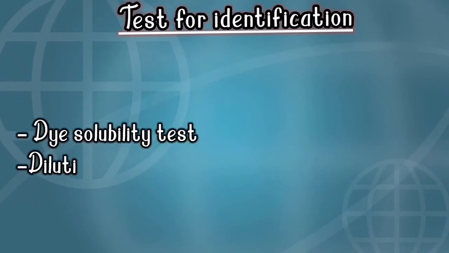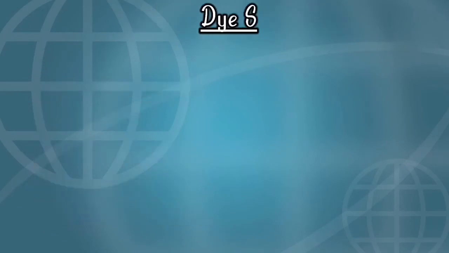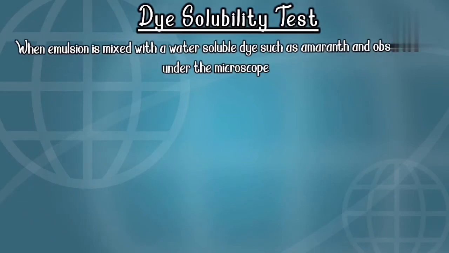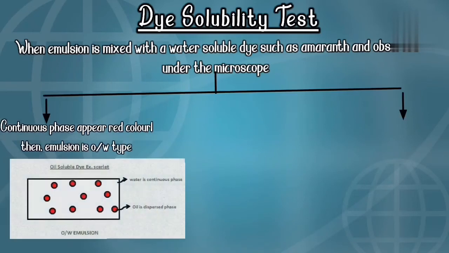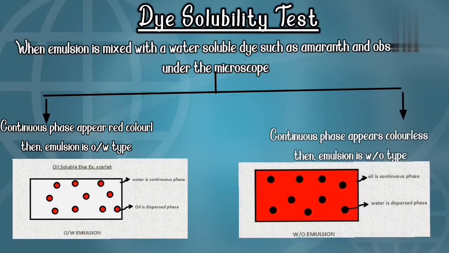Now we see the tests for identification. These tests help in identification of an emulsion. There are 5 tests for identification. In that, the first test is the dye-solubility test. In this test, the emulsion is mixed with a water-soluble dye and observed under the microscope. If the continuous phase appears red in color, then the emulsion is O/W type, and if the continuous phase appears colorless, then the emulsion is W/O type. We see the example in images.